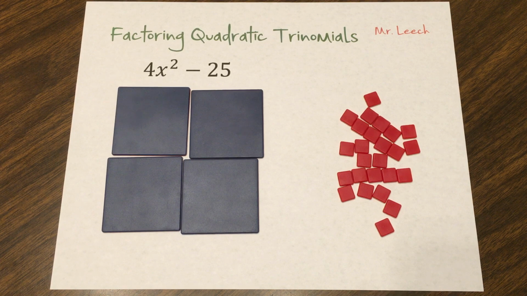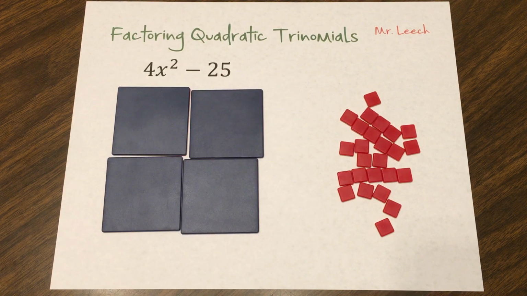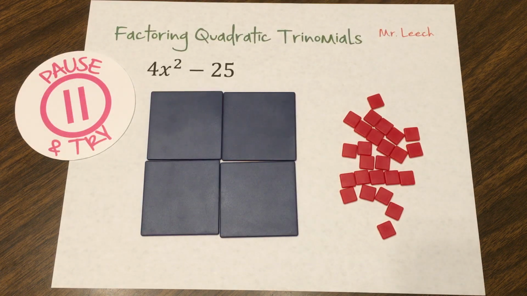2 more problems, and these are the special case questions. So I have 4x squared minus 25. Obviously no x's here, and my c, yes, that is still the c, even though there's only 2 terms, it's that last term and it's the constant. That c is negative, so that means I'm going to have to add in some zero pairs. Try this on your own.